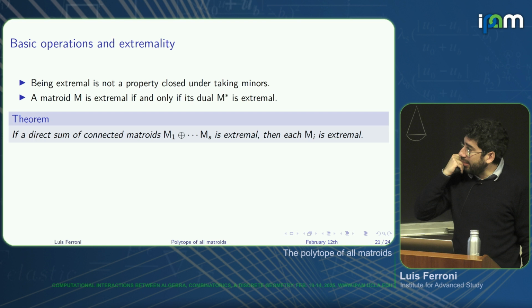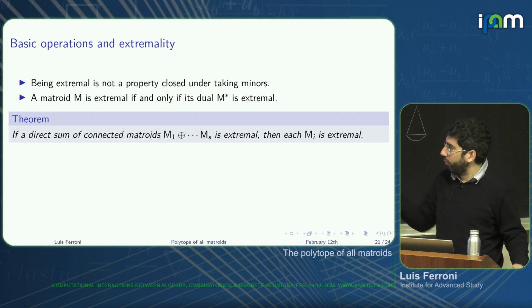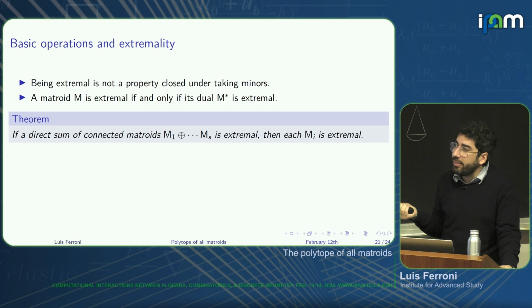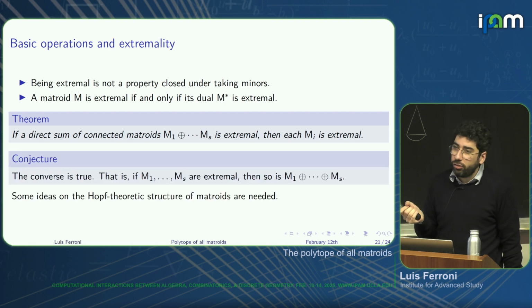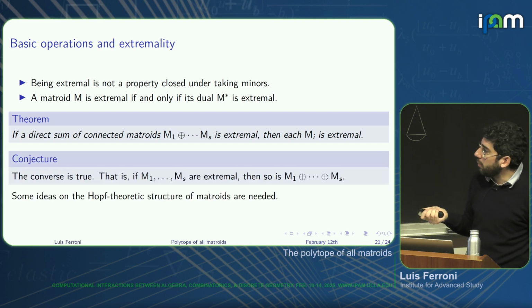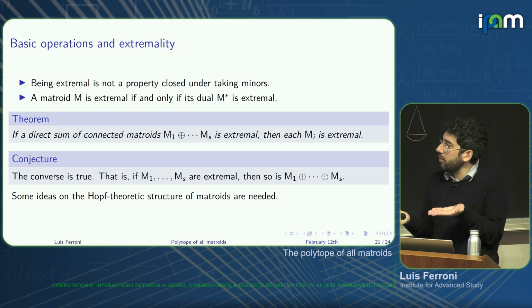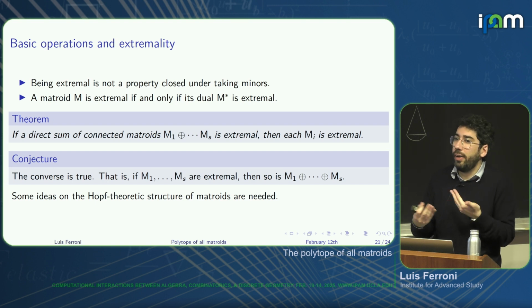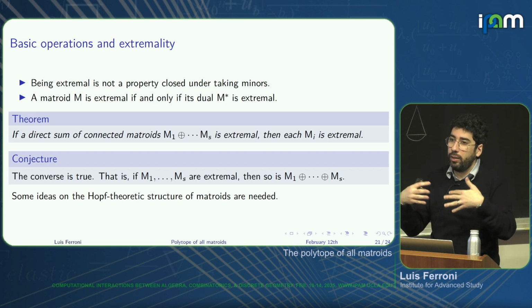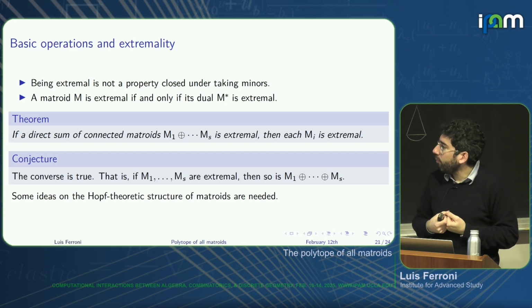Okay, theorem. This is one theorem that is very neat, though it is particularly tricky to prove. If you give me a direct sum of matroids, and this direct sum is extremal, then each summand that you gave me was extremal. And we conjecture that the converse is also true, so that if you give me extremal matroids, then the direct sum will be extremal as well. So direct sums and extremality behave well with each other.